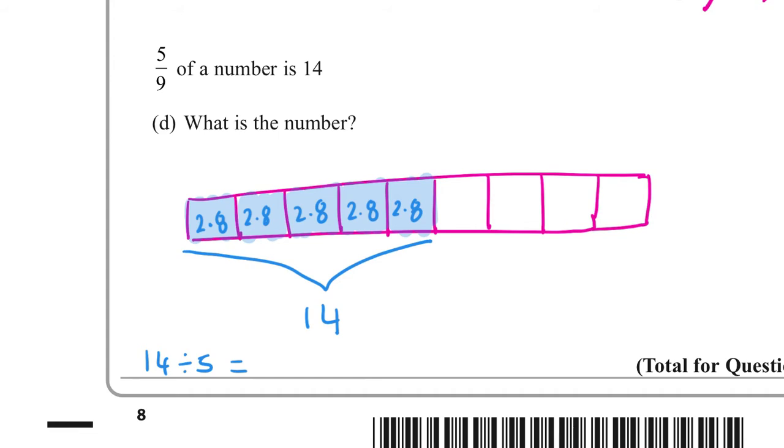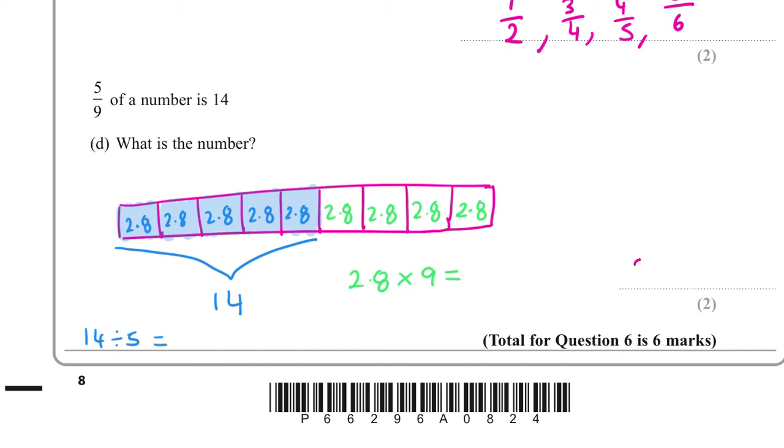Right, so if I want to work out the whole number, how many parts are in the whole number? 9. So what is 2.8 9 times? That's going to give me the whole number. So 2.8 multiplied by 9. 25.2 is the final answer. And we've split that up. We've used the bar model, we've used some reasoning and logic. This is the best way to approach these types of questions.